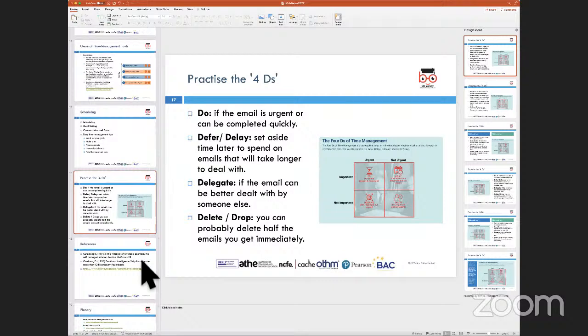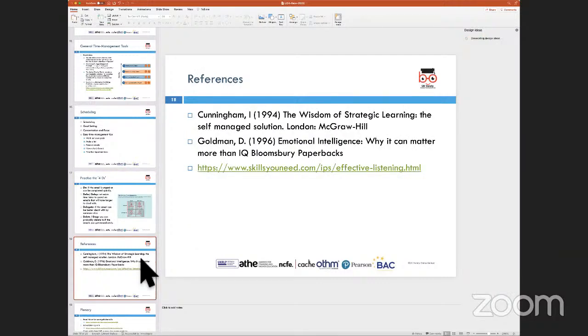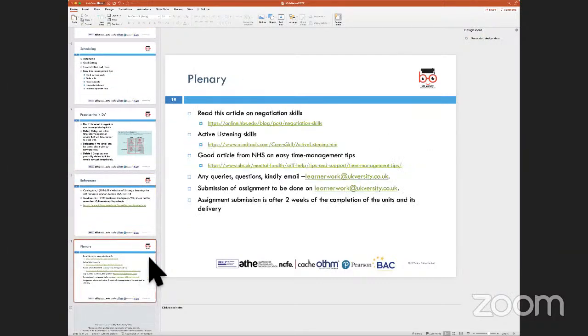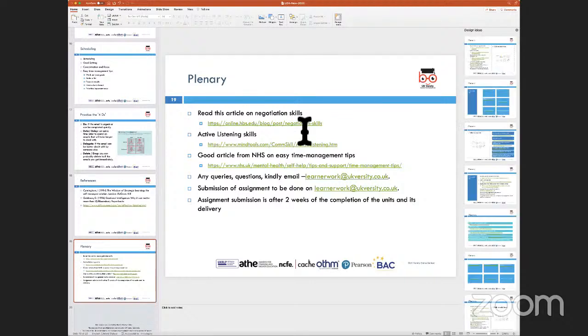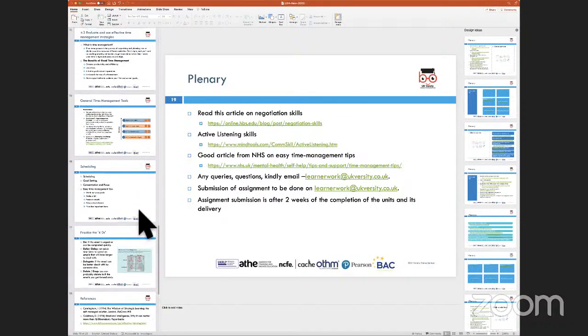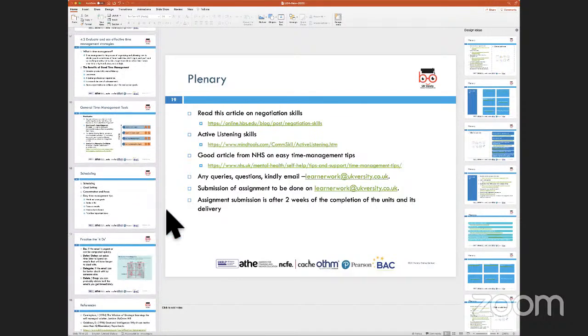So I hope this particular learning outcome and the assessment criteria is also addressed in task 4.3. There are 2 or 3 good articles which I would ask you to go about reading. One is the article on negotiation skills. The other is the article on active listening. And the third one, easy time management or time management tips, which have been given on the NHS website, which is a good read for you to understand this particular assessment criteria, which is time management strategies, or assessment criteria 4.3.